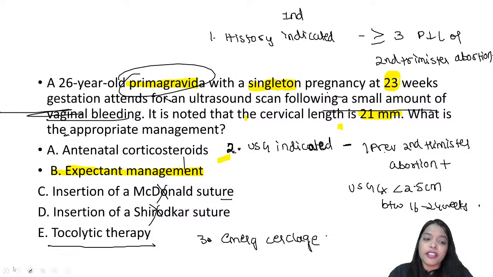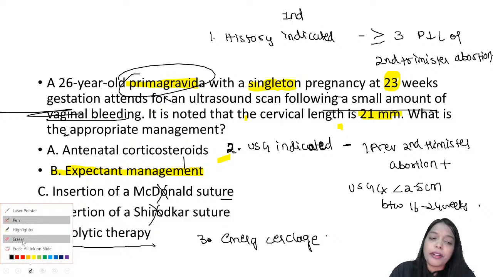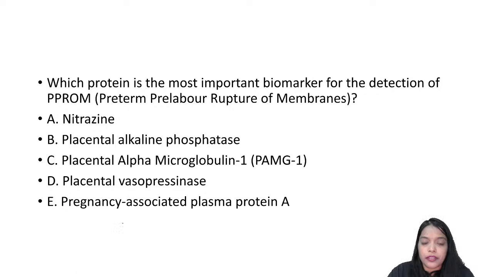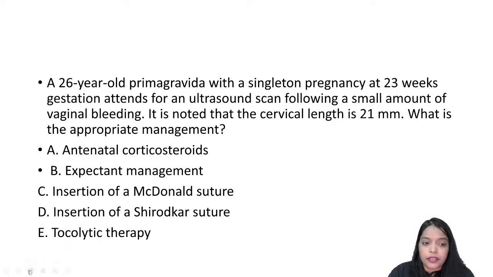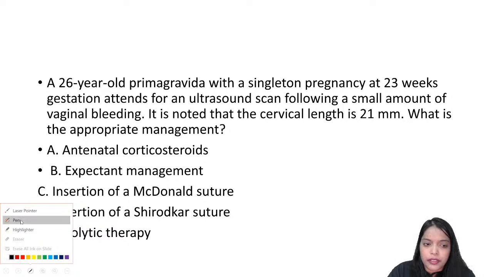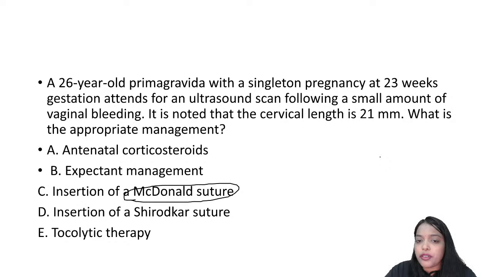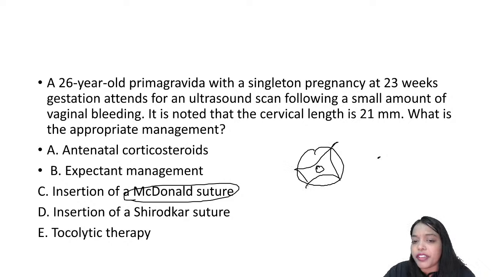So the most common insertion is McDonald's. The most common type of cerclage operation is McDonald's cerclage. So in McDonald's cerclage, what you are going to do is take a bite from all 4 quadrants of the cervix and then tie it.